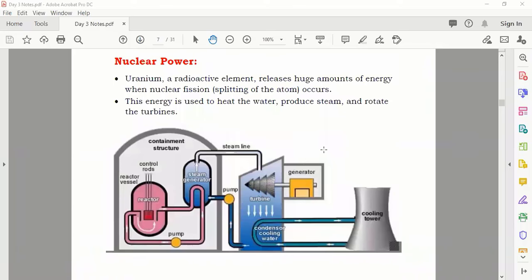Okay. Now, nuclear power stations are used to produce electricity. You know that uranium is a radioactive element. When you do nuclear fission, there are two types: one is nuclear fission and the other is nuclear fusion.